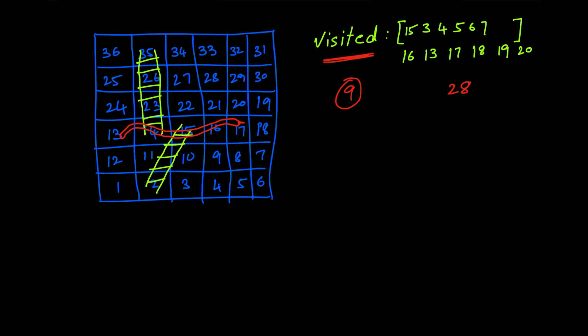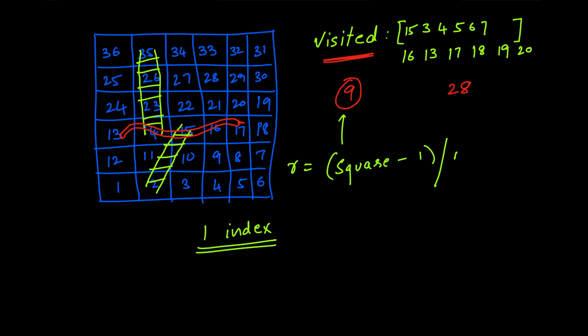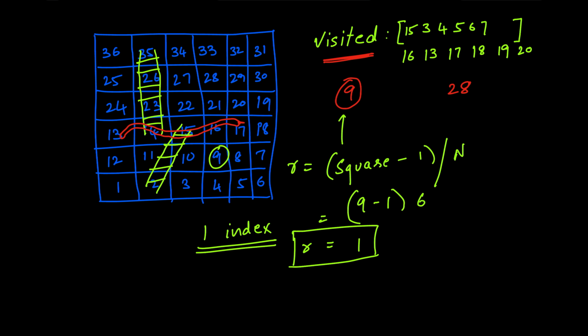Let's try to figure out a pattern using these two numbers, 9 and 28. Conventionally, if we want to calculate its row, we will do square minus 1, that is the value minus 1, because it is a 1 indexed array and not 0 indexed, and divide it by n. With the cell or square value as 9, the result will be 1. That is, the 9 exists in row 1. But if you look at the board, 9 is not the first row, it is actually in the second last row. So we need to modify the conventional formula to make sure it applies to this kind of problem.